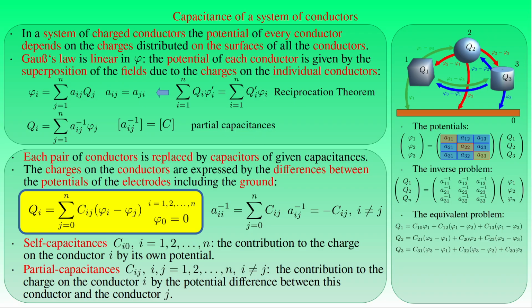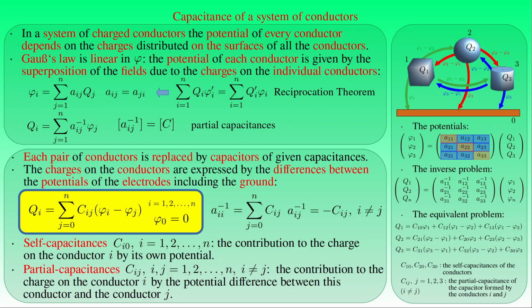The charge Q1 is decomposed into three parts in the first equation, the amount proportional to the potential phi 1 with the self-capacitance C sub 1 0 of the conductor 1, the amount proportional to the voltage phi1 minus phi2 between the conductors 1 and 2 with the partial capacitance C sub 1 2 of these conductors, and the amount proportional to the voltage phi1 minus phi3 between the conductors 1 and 3 with the partial capacitance C sub 1 3 of these conductors.